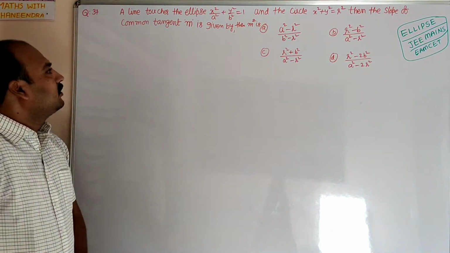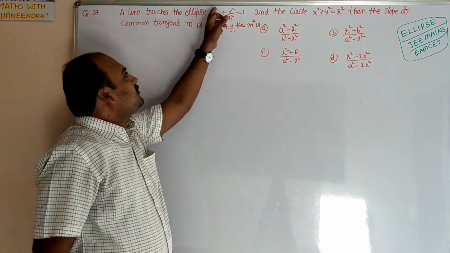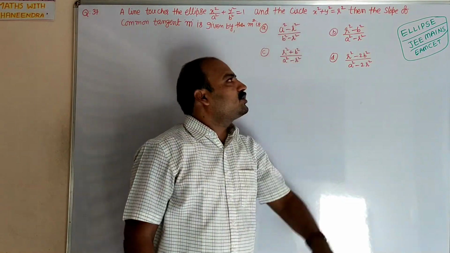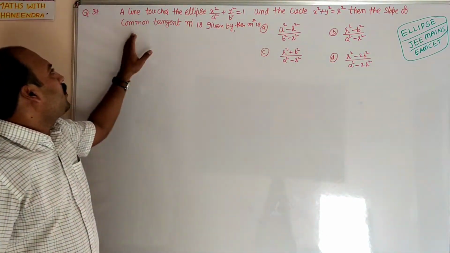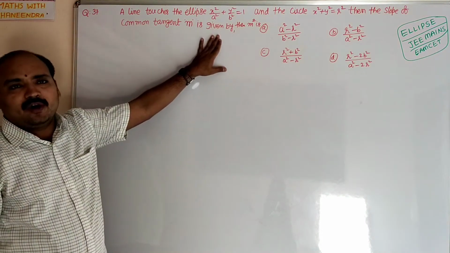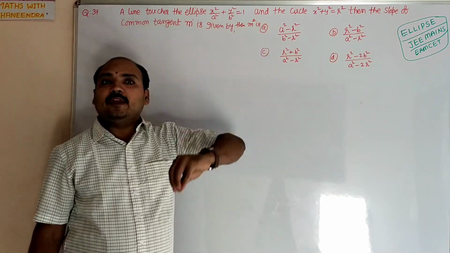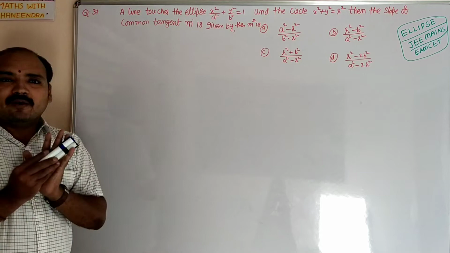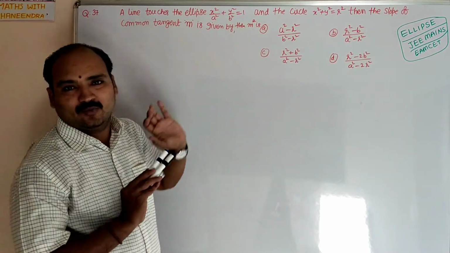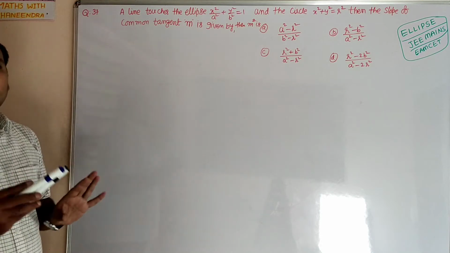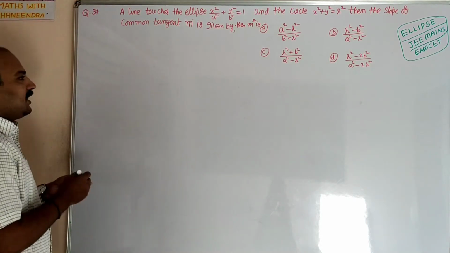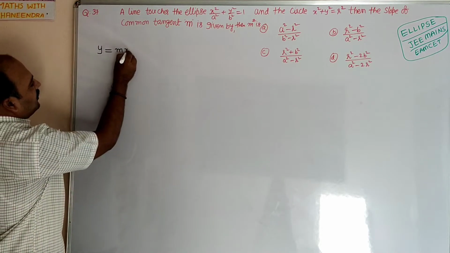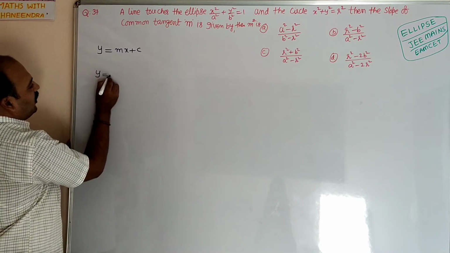The next question. A line touches the ellipse x square by a square plus y square by b square equal to 1, and the circle x square plus y square equal to r square, then the slope of common tangent m is given by, and then m square is. You have to calculate the common tangent slope m value, but they are asking m square value. So, a line touches; they did not give any line, so you can consider a general line. We have to consider the line y is equal to mx plus c.